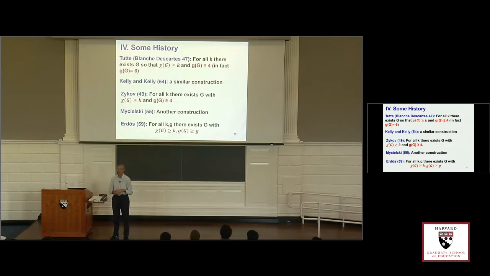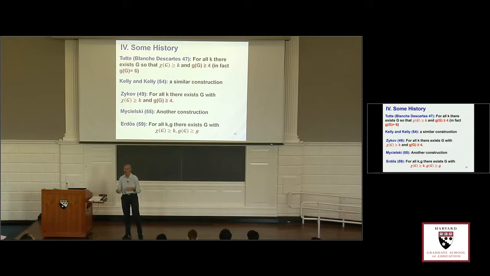Okay. So let me say something about the history. I already mentioned that Tutte, or Blanche Descartes, in the late 40s showed that for every k, there exists a graph G with chromatic number at least k and no triangles, namely girth at least 4. In fact, his construction gave girth 6. So no triangles, no cycles of length 4, no cycles of length 5, but it's a recursive construction. We can make the chromatic number as large as we want.